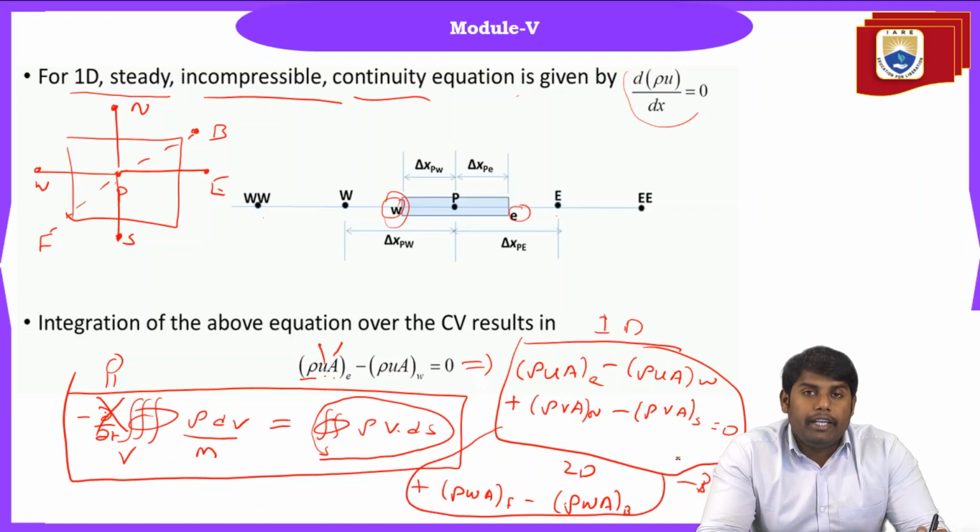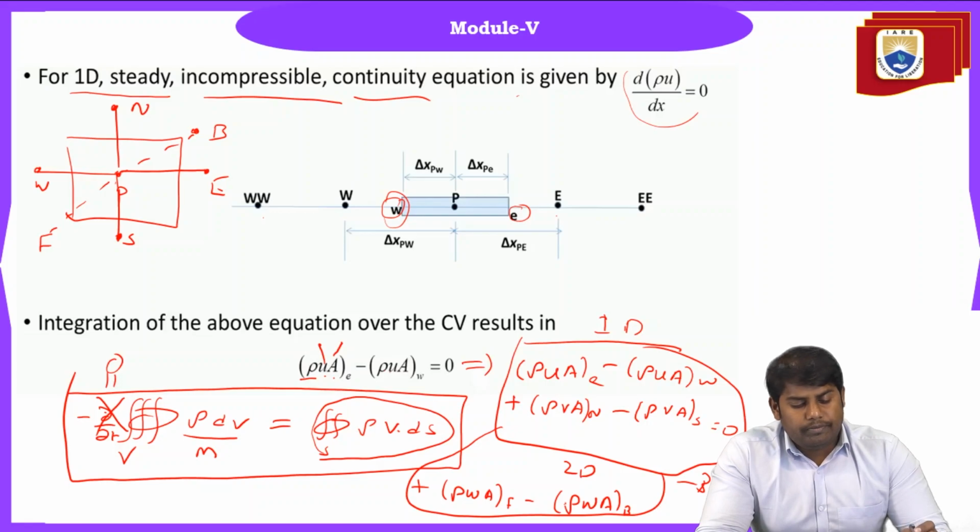Fine. So we have 1D, which is rho u a e, rho u a w. 2D, which is rho v a, rho v a, so which is of north and south. So we have 3D, which is a combination, rho w a at front minus rho w a at back. So when I combine all these three, it will be 3D.